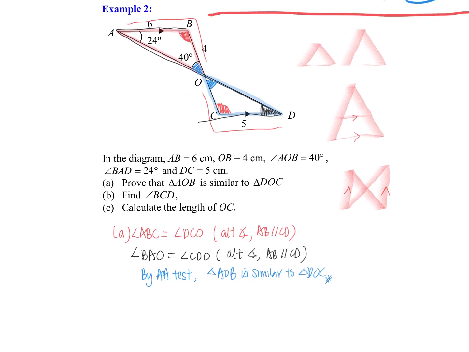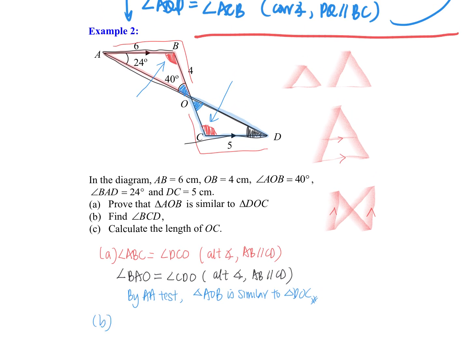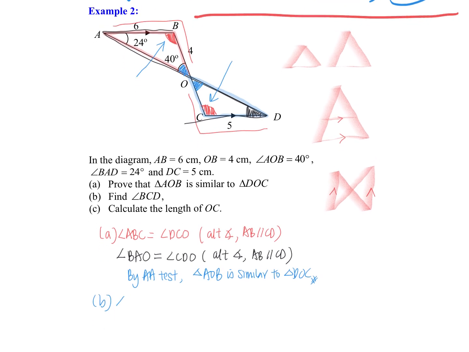Okay, next they say, can you then tell me what is BCD? This angle, how to find? How to find the red angle? It's the same as this. How to find BCD? Correct. So it's the same as OBA. So you just use 180, take away 40, take away 24. So it's 116. Sum of angles in a triangle.